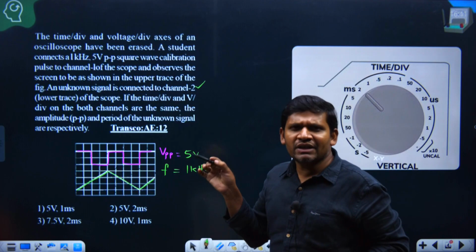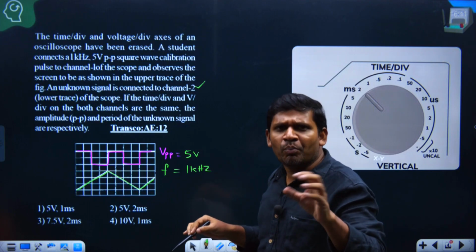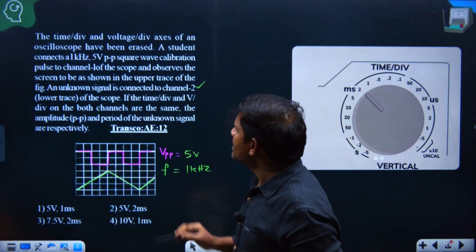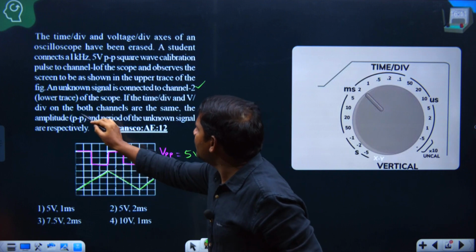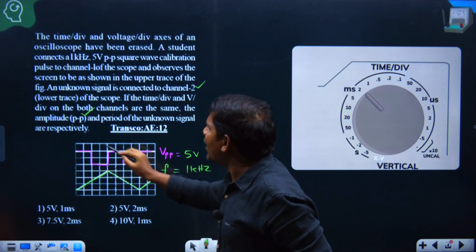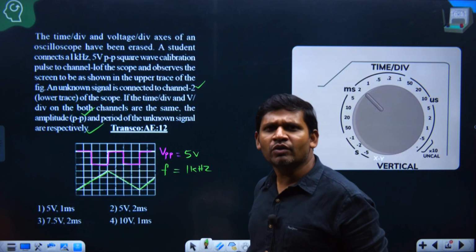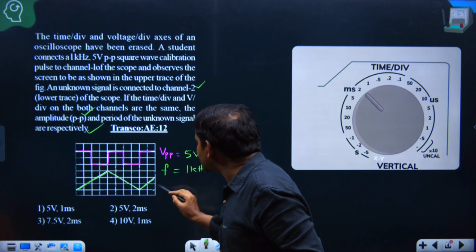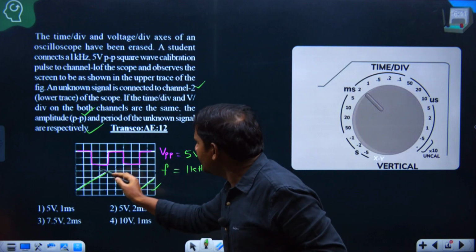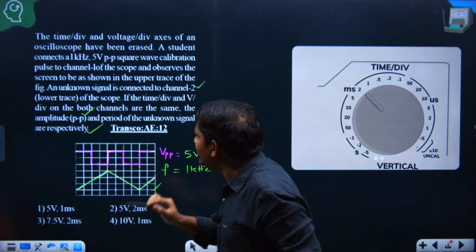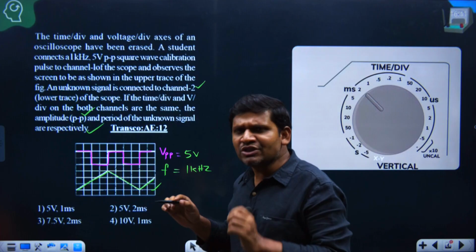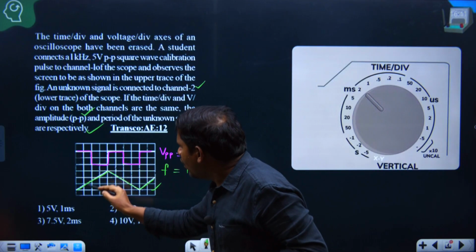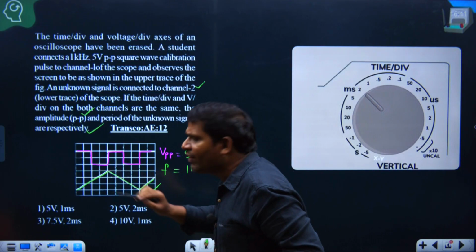If the time per division and volts per division for both the channels are the same, the amplitude, that is peak-to-peak voltage, and time period of the unknown signal is, you have to calculate the time period and peak-to-peak voltage of this signal, students. To find the peak-to-peak voltage and time period of this signal, first you have to know the volts per division and time per division of this waveform.